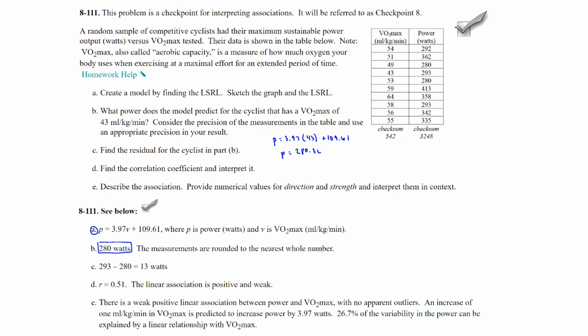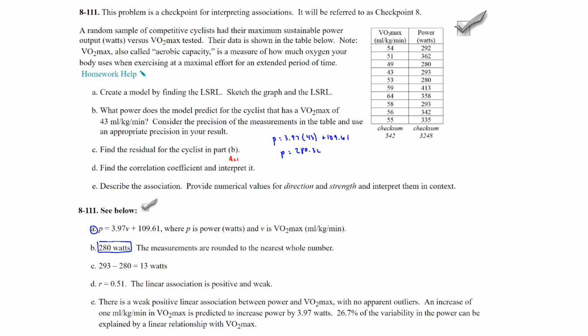All right, on to part C. Find the residual for the cyclist in part B. So to find the residual, we need to take the actual minus the predicted. And if we do that, the actual for 43, you can see, was 293. So 293 minus the predicted of 280 is 13, and that's measured in power, which is watts. So you can see that down here on part C.